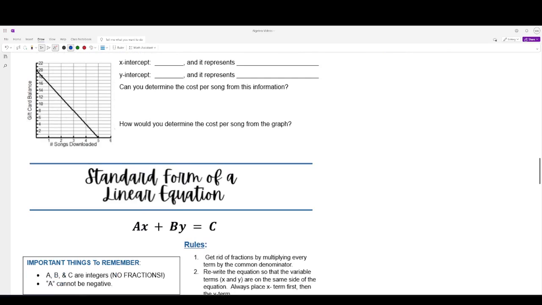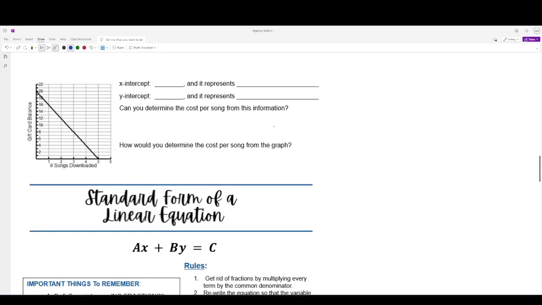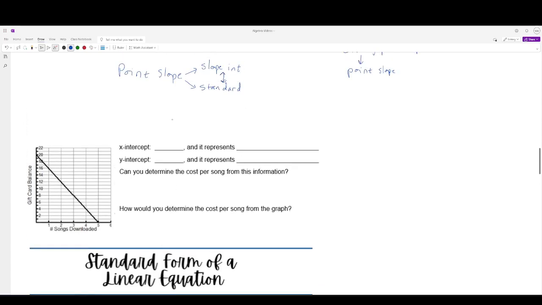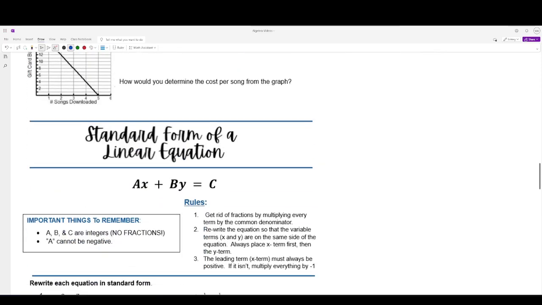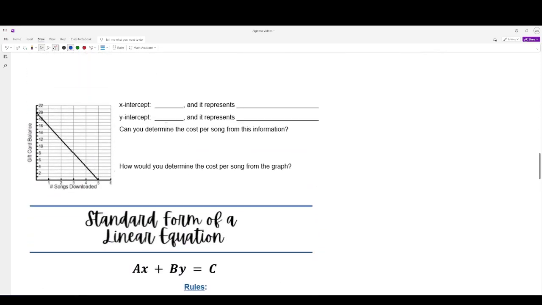So we have a problem that doesn't count by ones. Oh, it does count by ones. There's intermediate lines. Okay, anyways, let's do this. So it has number of songs downloaded and gift card balance. I don't see a prompt for the problem, but it appears that we have somebody who has a gift card and they're using it to buy some songs and their balance is going down.